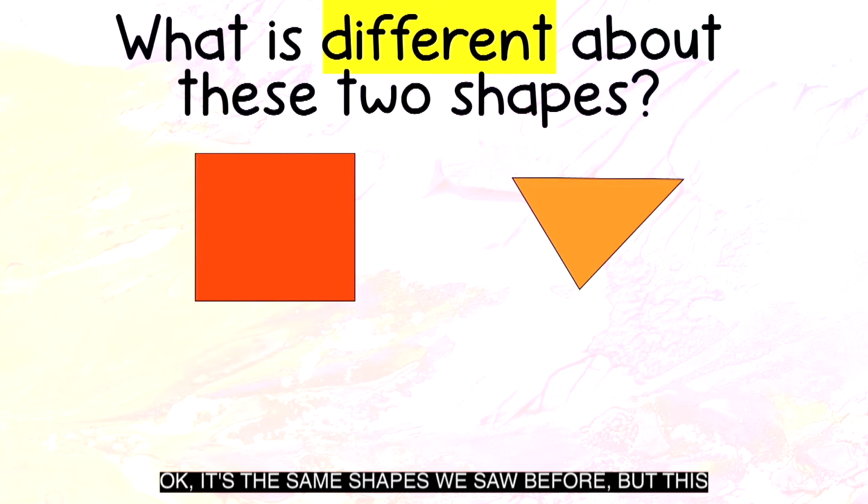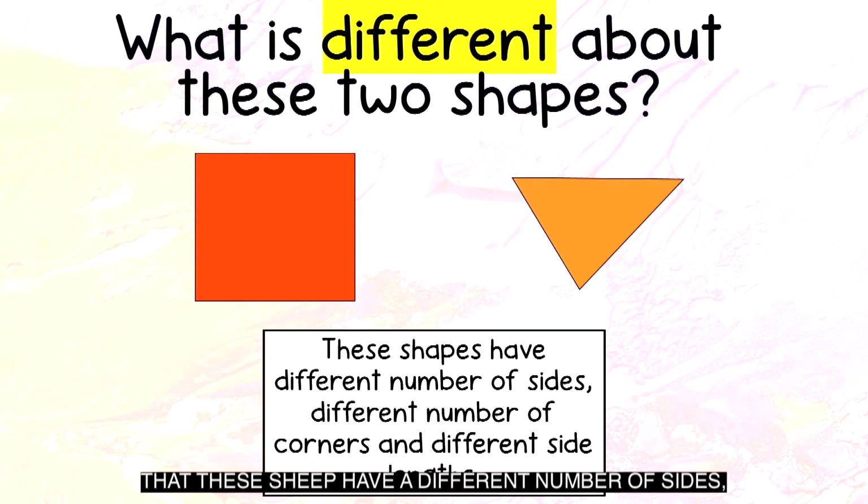Hey, it's the same shapes we saw before, but this time the question has changed. This time I will show you how to answer the question, what is different about these 2 shapes? I notice that these shapes have a different number of sides, different number of corners, and different side lengths. The red shape is a square. It has 4 sides, 4 corners, and I can see that all 4 sides are equal length. The orange shape is a triangle. There are 3 sides and 3 corners.